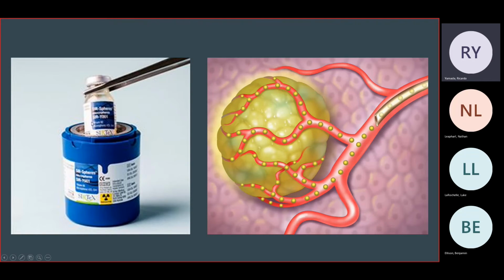Those beads come in a leaded shield vial like this to protect against radiation whoever is manipulating those vials. And then this is just a drawing to show basically what happens. Those beads go into those vascular tumors, get stuck in those vessels, and over time the radiation will act and kill the tumor cells. It may take a while, usually 3 months at least, to get the final tumor response, but it can be very, very effective.